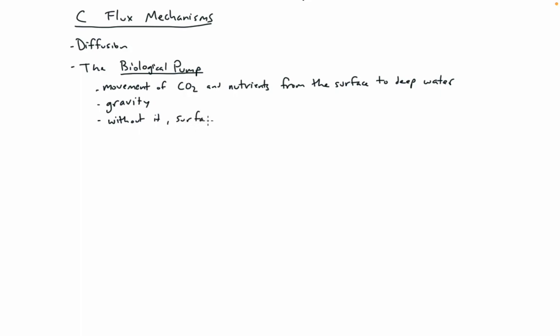So without it, the surface ocean would be twice as acidic as it is, which would quickly dissolve coral reefs and most, not all, organisms with shells, with carbonate shells.